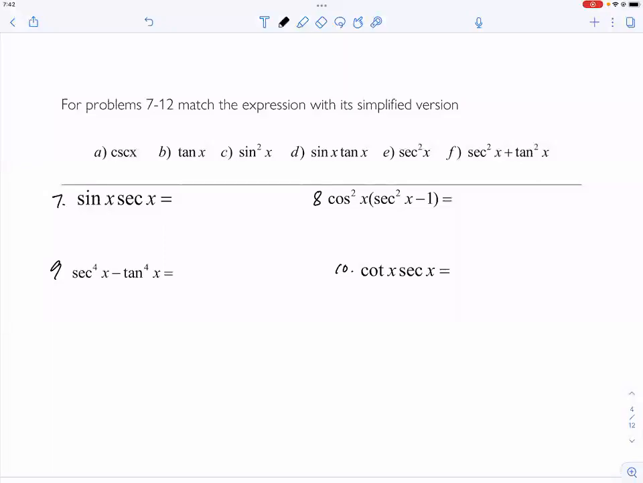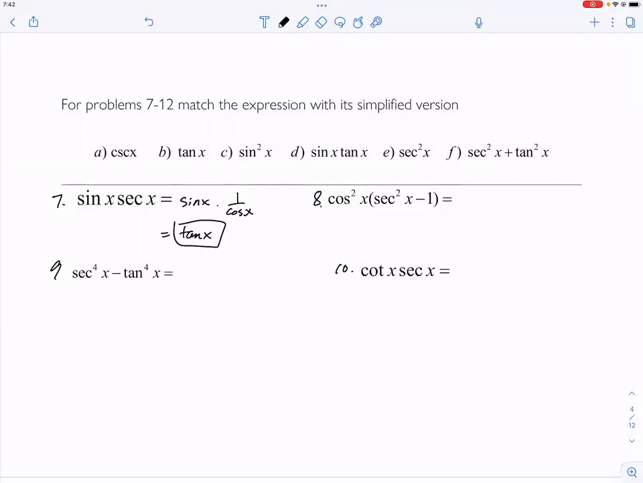All right, for the other questions, let's take a look at number 7. Number 7, it's pretty straightforward. Number 7 is just sine x times secant x, and you think about, what's secant x right there? Secant x is 1 over cosine, right? So sine x times 1 over cosine x, and that's equal to tangent x right there. Okay, so answer will be B. Okay, so simple stuff, pretty easy to handle.